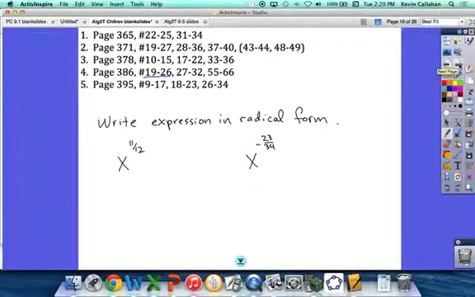Okay, the next are converting from the exponential form to the radical form. And how do I convert this exponential form to a radical? What's the index of the radical? So whatever is the denominator of the fraction, that makes it the 12th root of x to the 11th. Or, what's another way to write that? The 12th root of x to the 11th. Same thing.